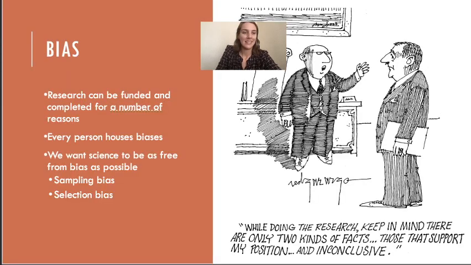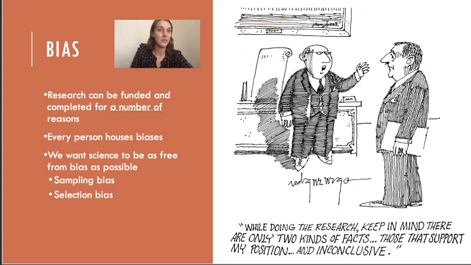All right, the last idea here is bias, okay? Research reports, even with all of these rules and regulations, can still be biased. They can still be completed for a number of reasons, can be funded for a number of reasons. So we just need to be careful, all right? When we read a study, we need to think about the who, what, where, when, and why. Why was this research done? Should I be trusting this source, all right? And we will talk about that in this class.